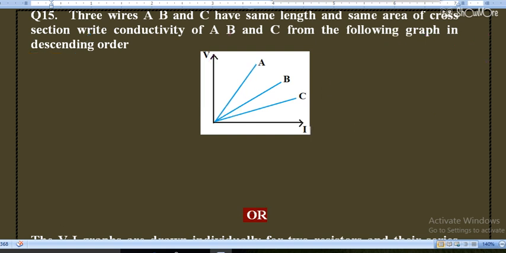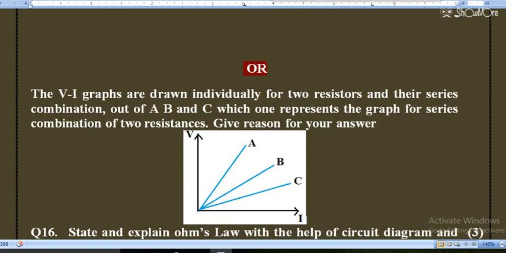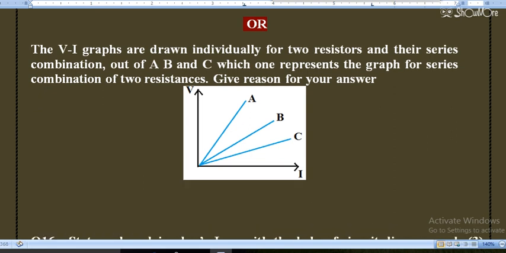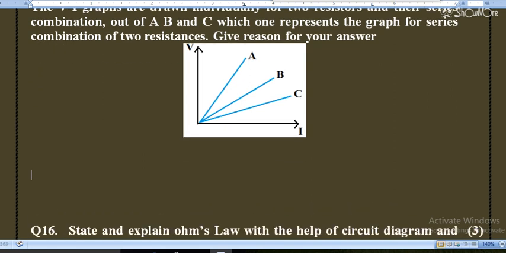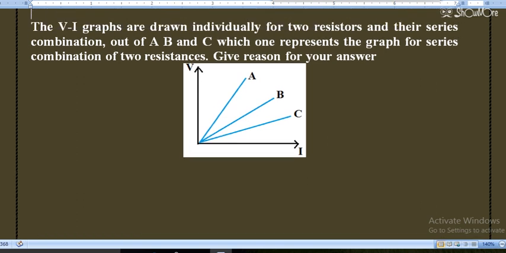Then students, for the second part, the V-I characteristics are shown for two resistances and their series combination. This type of question we have discussed many times, but still some students have given the wrong answer. I have also taken the same parameters, with V on the y-axis and I on the x-axis. In many questions the examiner will confuse you, but I have asked a very simple question.